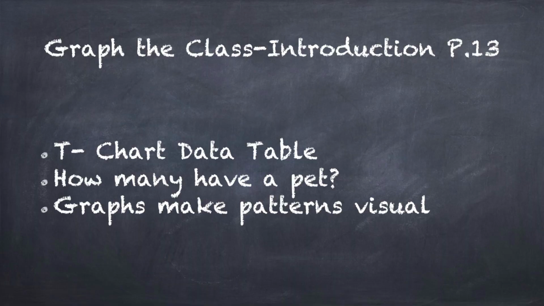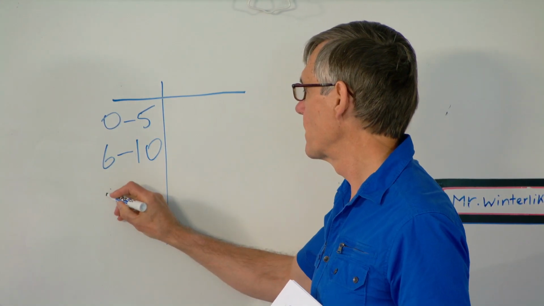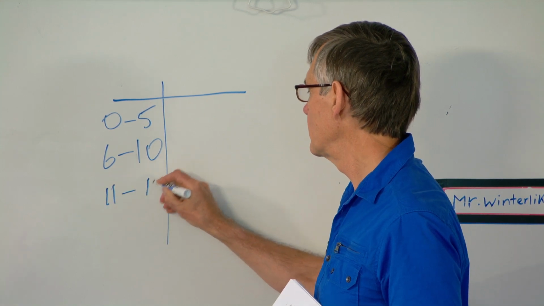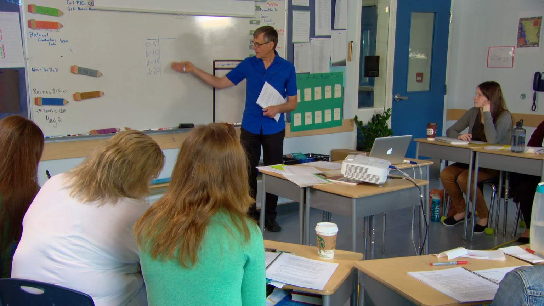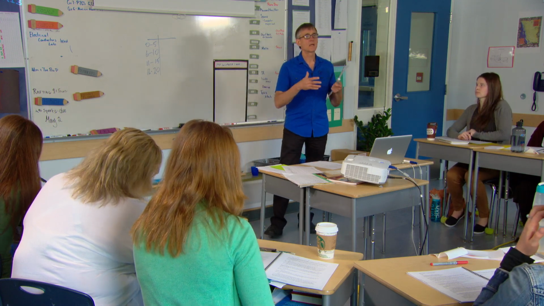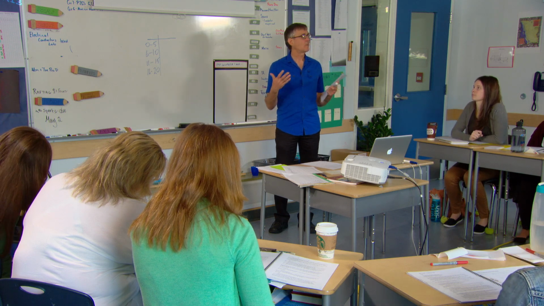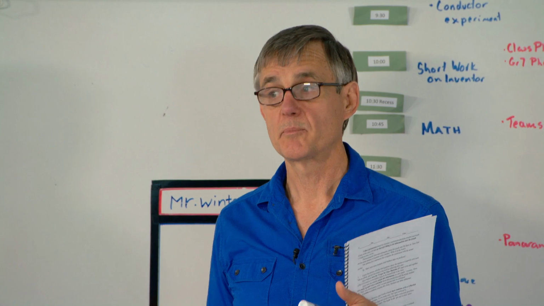how many people in this room do you think have a pet, right? Okay, so what we're going to do is we're going to do a simple data table, make a T-chart, and we're going to put 0 to 5, 6 to 10, 11 to 15, 16 to 20. So we're going to have these groups of numbers here on the board, and basically I'm going to ask the class, how many people do you think in our class have a pet?